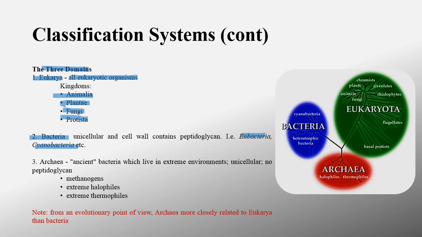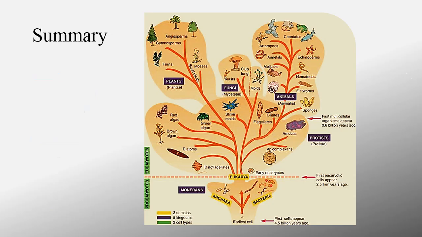And the last domain is Archaea. Archaea are ancient bacteria which live in extreme environments. They are also unicellular and have no peptidoglycan. Examples of archaea are methanogens, extreme halophiles, and extreme thermophiles. You should also take note that from an evolutionary point of view, archaea are more related to eukarya than to bacteria. Okay, this is a summary.